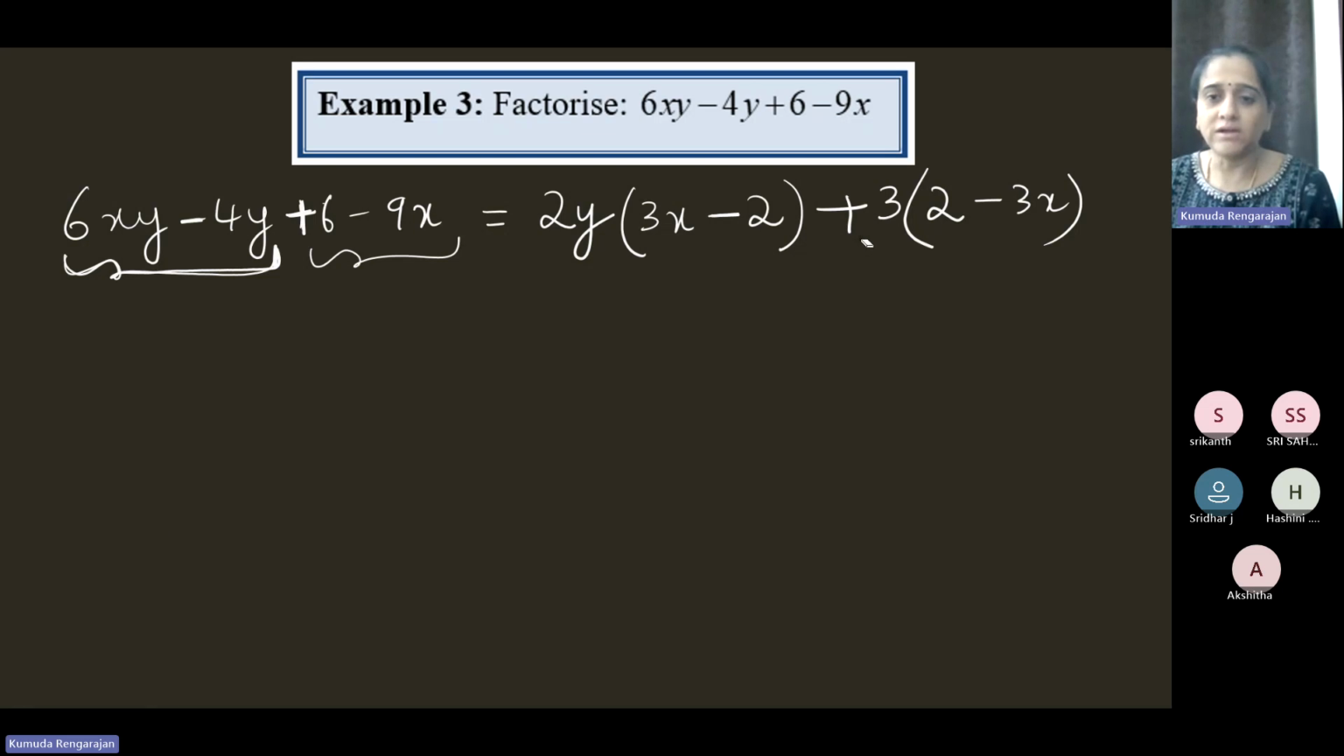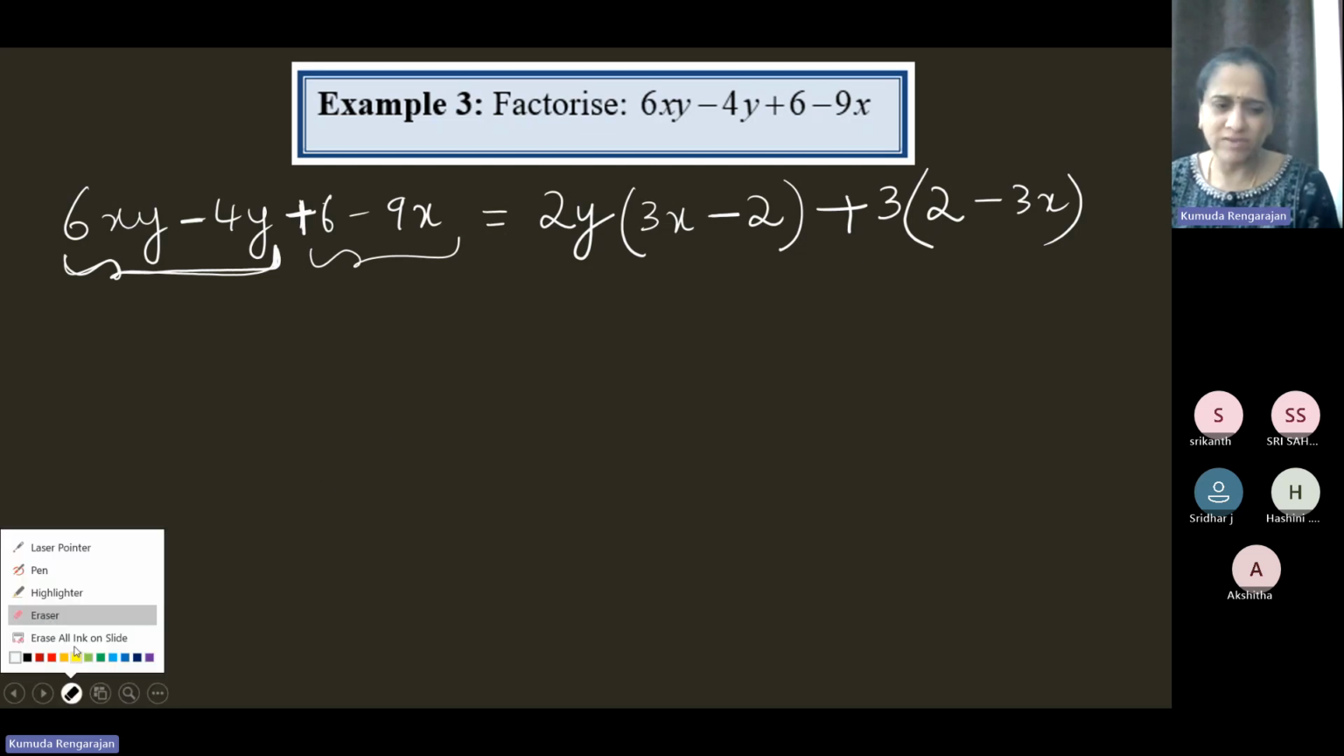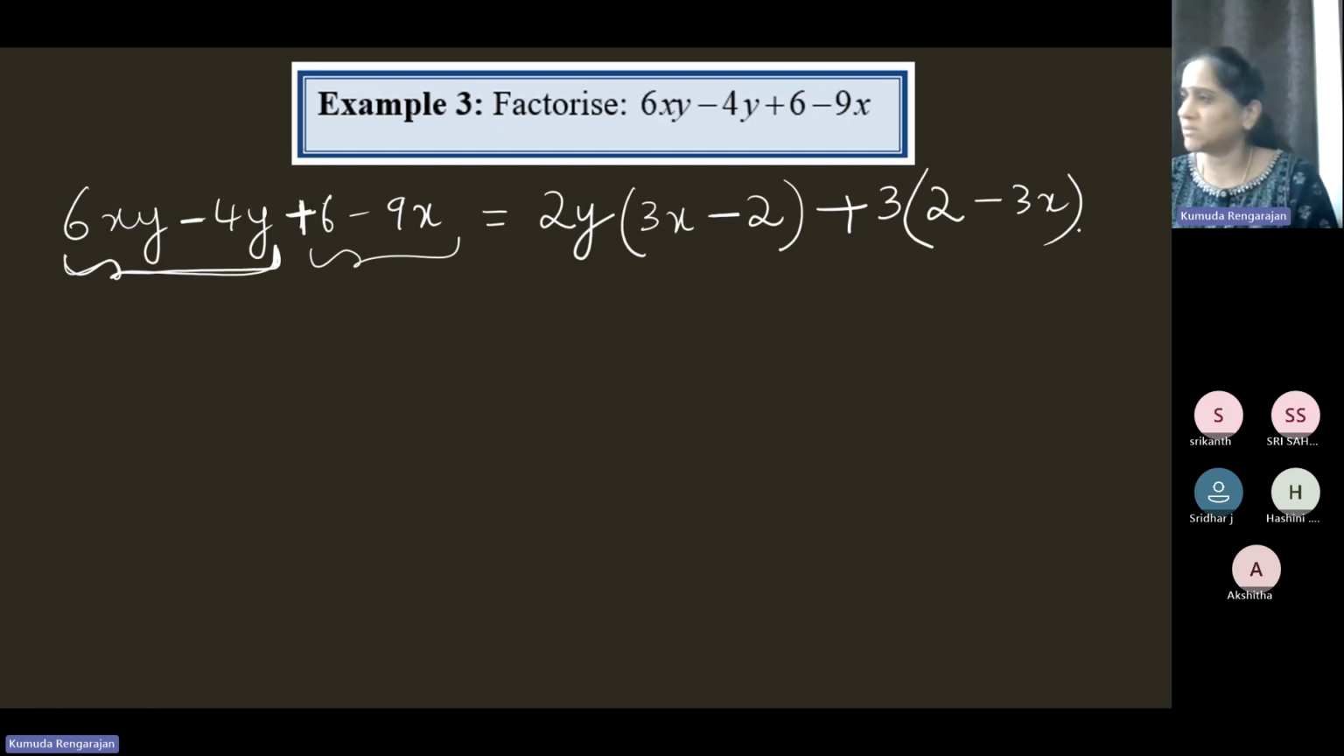You must get the product along with the sign, everywhere, not only for the last term. See, when you multiply these two, what do you get? 6xy. Yeah, that's what we have here. When you multiply these two, what do you get? Minus 4y. When you multiply these two, plus 6. And when you multiply these two, plus into minus, 3 3s are 9, 9x. You must get the product with the sign.